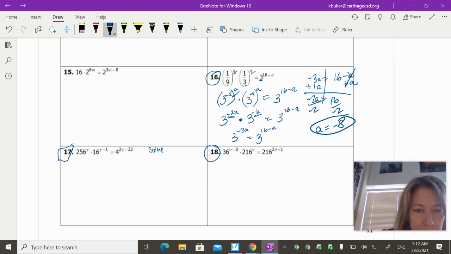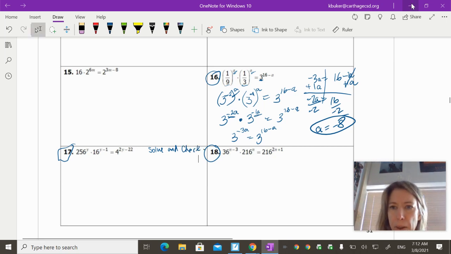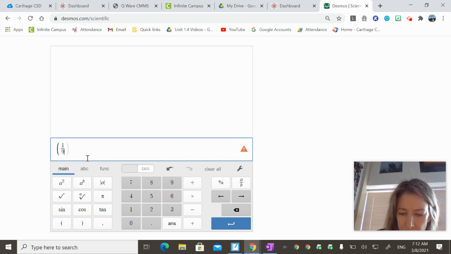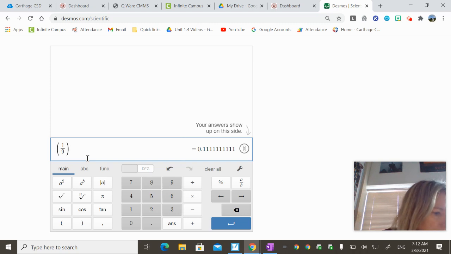All right, so if you're doing number 17, a video, you have to solve it and check if you want to do the video. So you have to solve and check for credit. So I'm just going to run through a Desmos check with you. So I already have the tab opened, and I'm just going to substitute. So I want to make sure my equation looks just like it does on paper as it does Desmos. And I'm saying that my exponent is negative 8. So I'm going to raise it to the negative 8th power. Okay, and then I have times 1/3 to the negative 8th power.